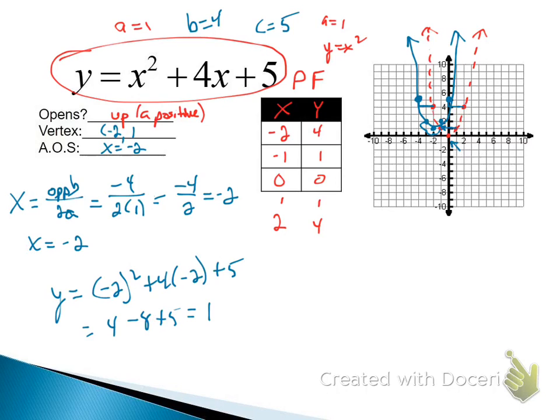Left 2, up 1, you could have picked up just by looking at the vertex as well. Since the x-coordinate is -2, that means we want to take all the points and shift them left 2. Since the y-coordinate is +1, we want to take every point and shift them up 1. Okay? Hopefully that makes enough sense. Next example we'll do together, we'll do a little bit quicker.